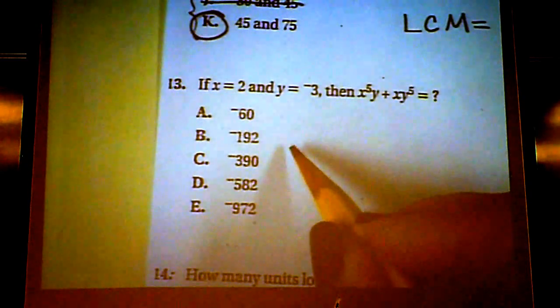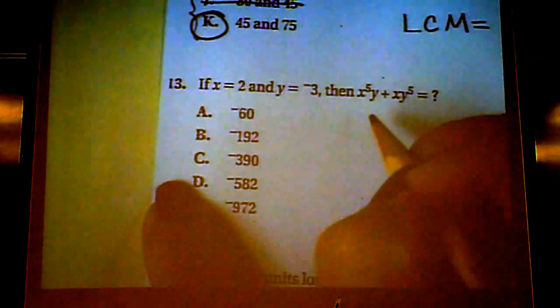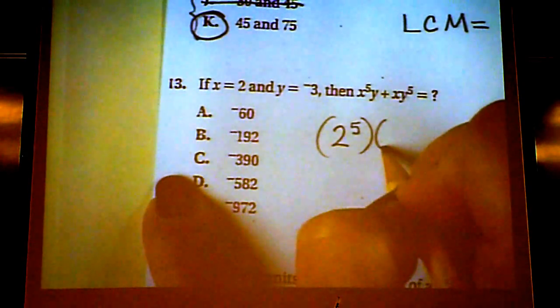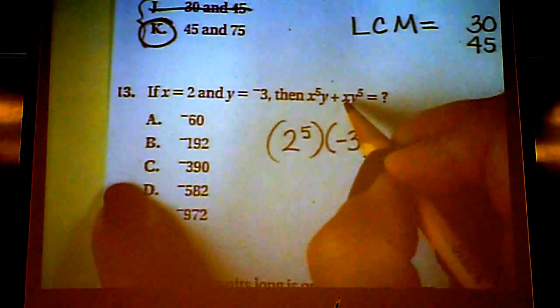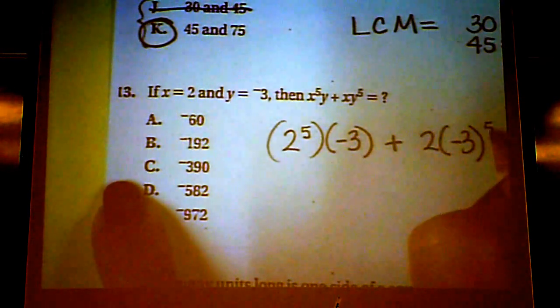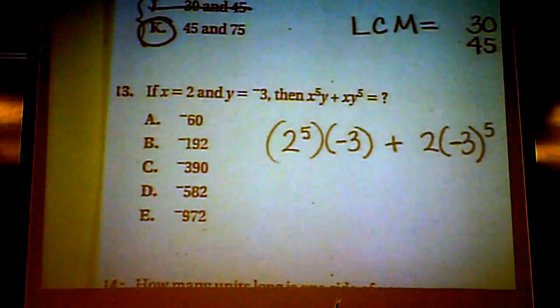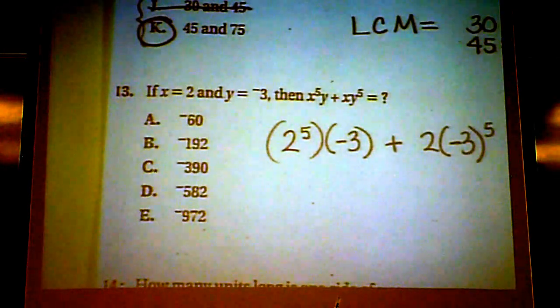Okay. How do you do 13? It's a simple plug and chug problem, but order of operations is very, very important. How do you do this one? X to the 5th power. So you're going to take 2 and multiply this 5 times, and then multiply that number by -3. Then you're going to add 2 times -3 multiplied 5 times. If you type this in your calculator correctly, you have the right answer. What answer do you get? Anybody? D. D works.